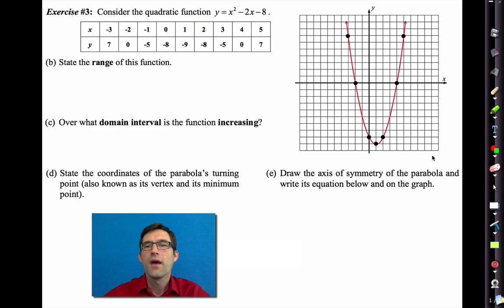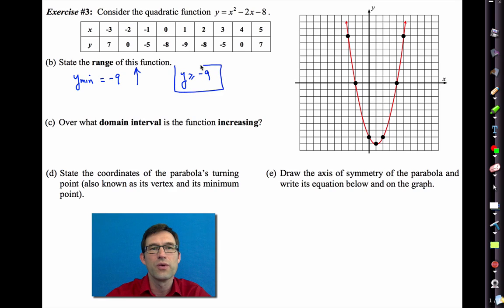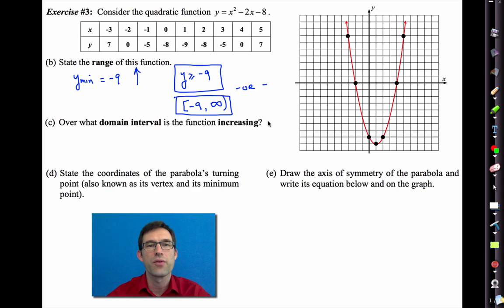All right, well, the smallest y value, y min, is equal to -9, and then they just go up. So the easiest way of stating the range is y is greater than or equal to -9. Or in interval notation, we start at -9, head up to infinity, including the -9, not including the infinity. Either one of these are good. That's an or thing. You don't have to have both, but it's not bad to get practice on both.